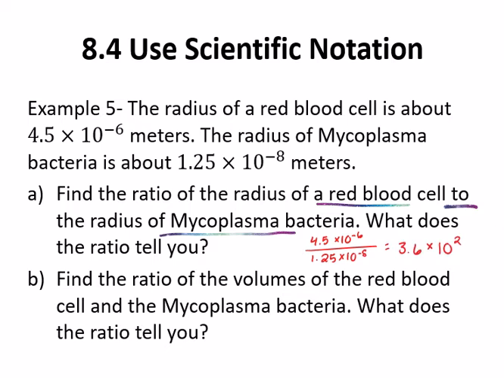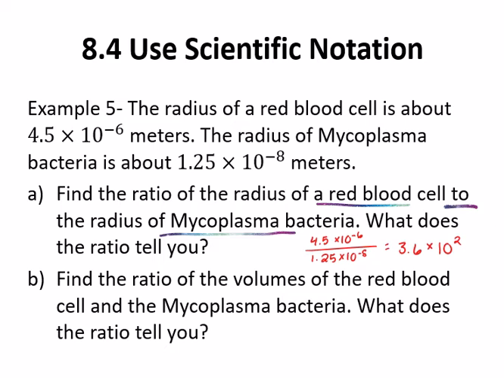Alright, so if you divide and then subtract your exponents over that fraction bar, you should end up with 3.6 times 10 squared. So what does that ratio tell you? What that tells you is that the red blood cell is much bigger. It's about 300 times the size of the radius of the Mycoplasma bacteria.